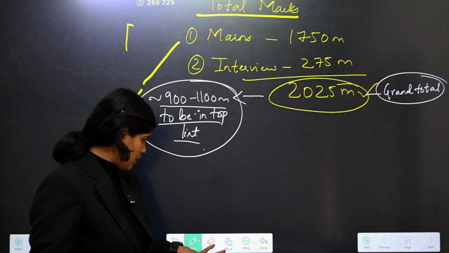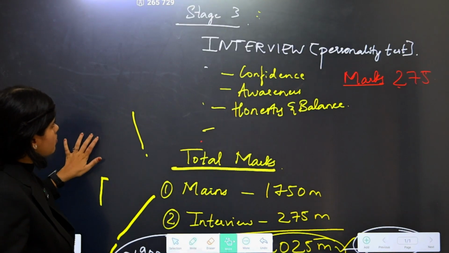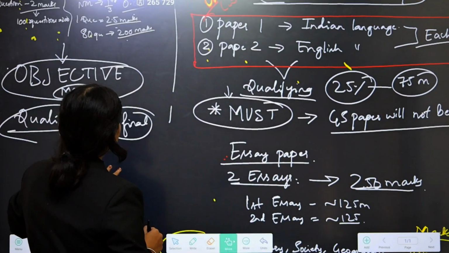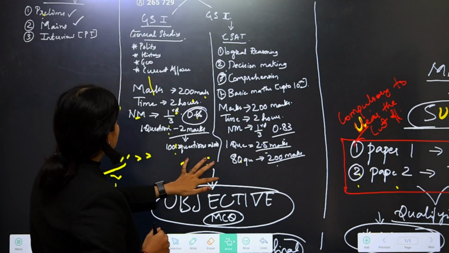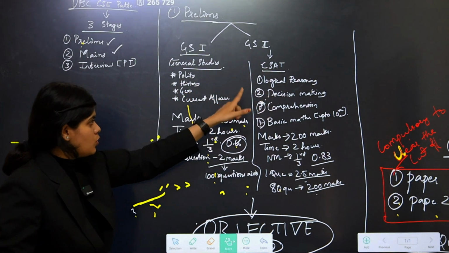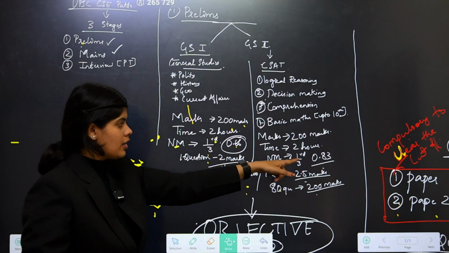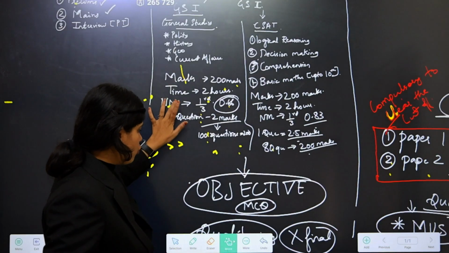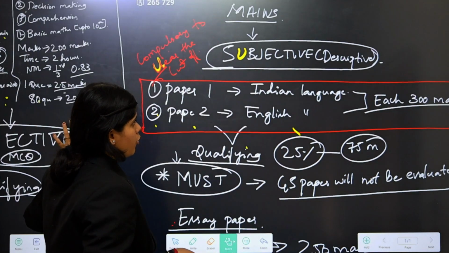Let's sum up. Here prelims, GS1, GS2, 200 marks, 0.66 will be your negative marking, 0.83 will be your negative marking here, and this is just your qualifying screening paper. Then you will move to mains. We are talking about the mains.